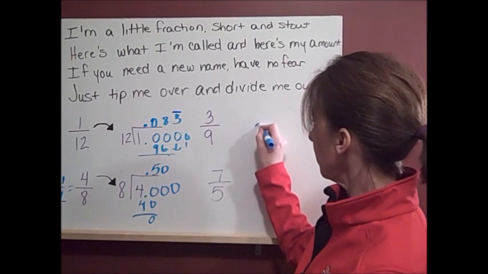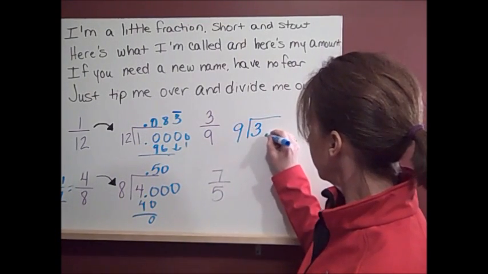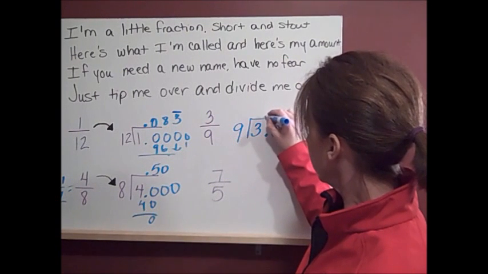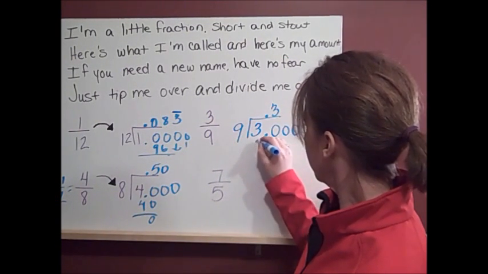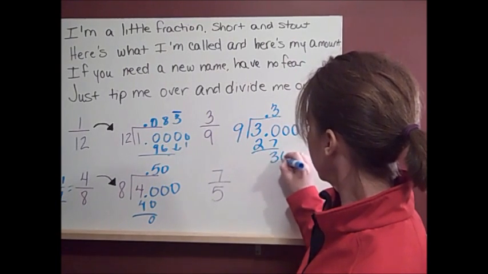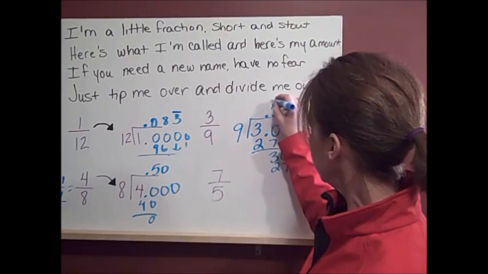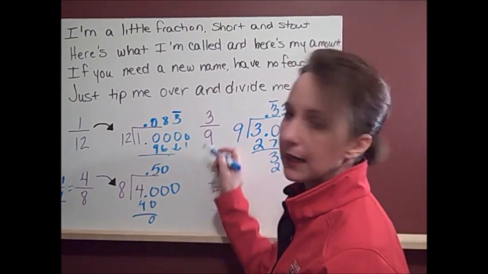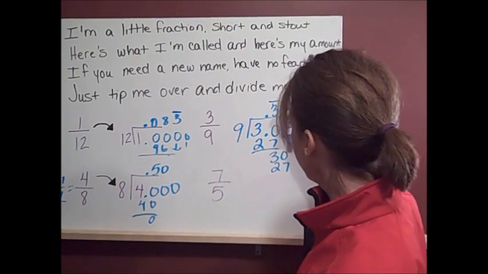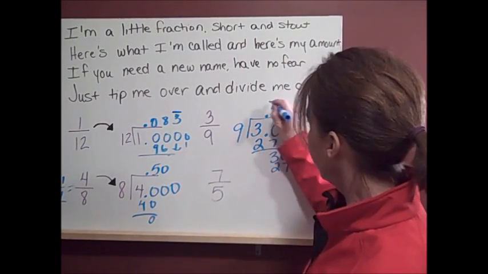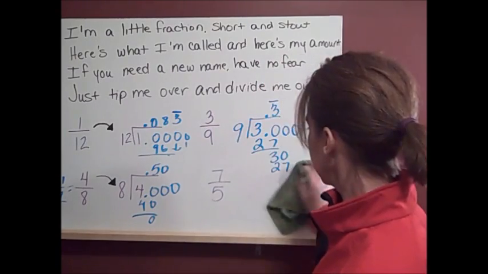Tip me over and divide me out. This is obviously a repeating decimal, and if I remember, anytime it's a 9th, it's a repeating numerator, so 0.3 with a vinculum across it is a repeating decimal.